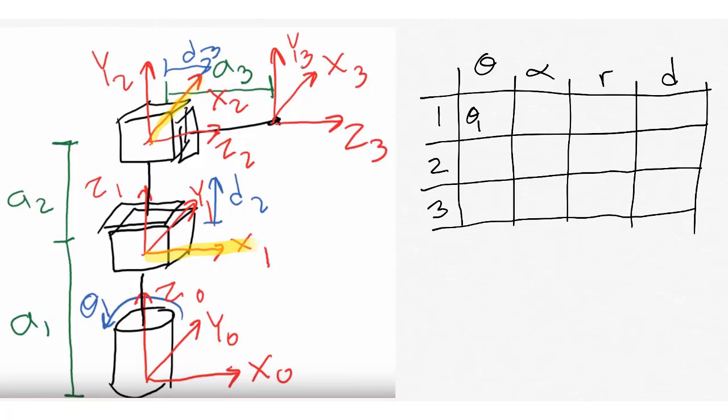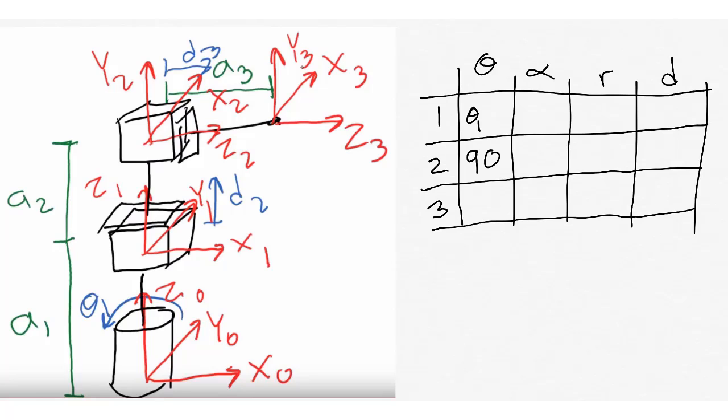So I have to ask myself, how do I have to rotate frame 1 around the axis z1 in order to get x1 to match x2? If I rotated 90 degrees around z1, x1 would point into the page. So theta in row 2 is 90 degrees.